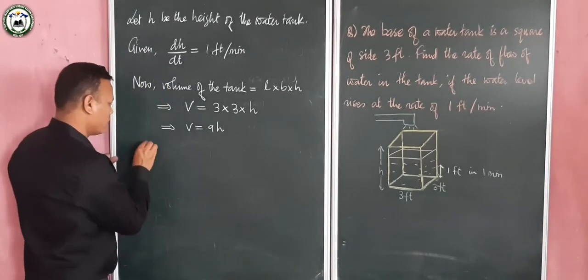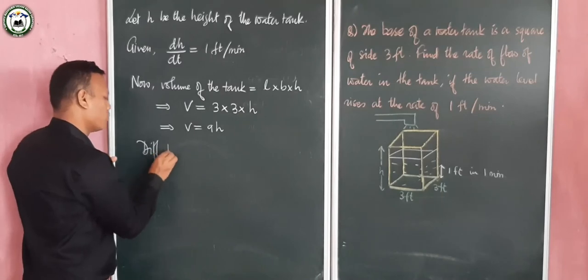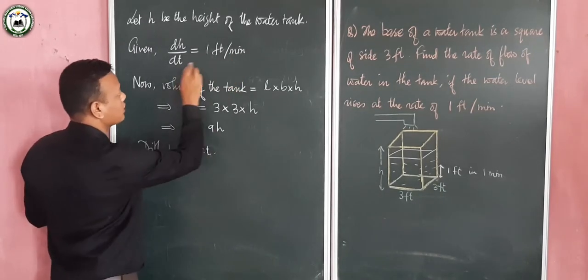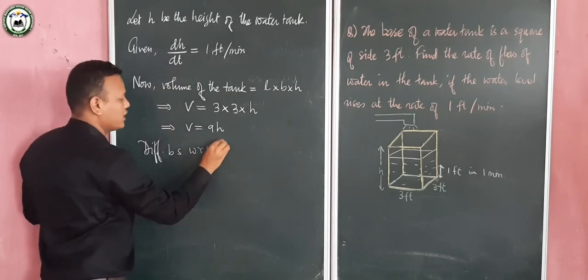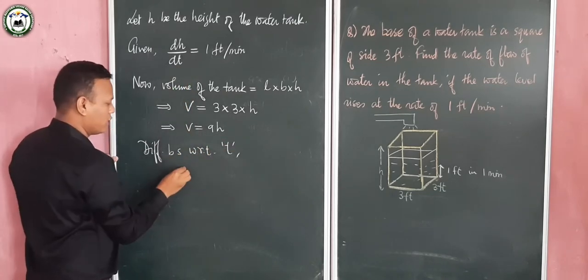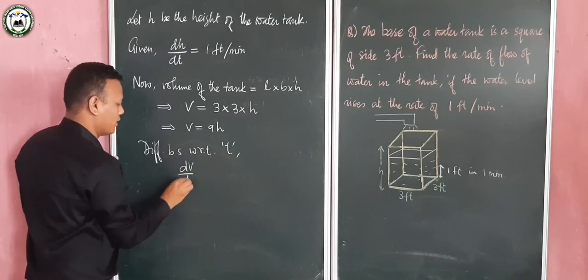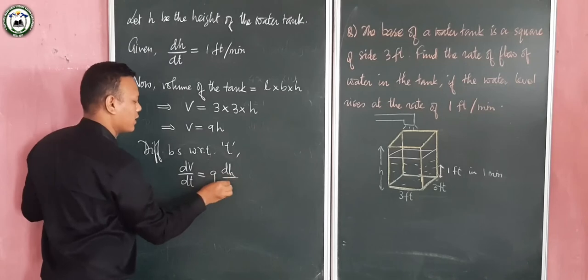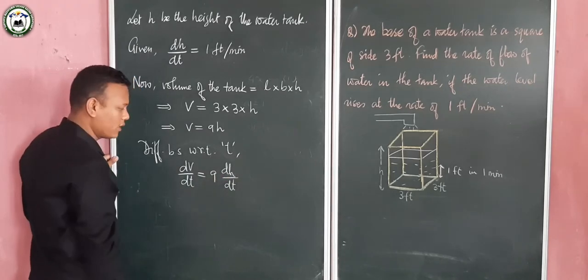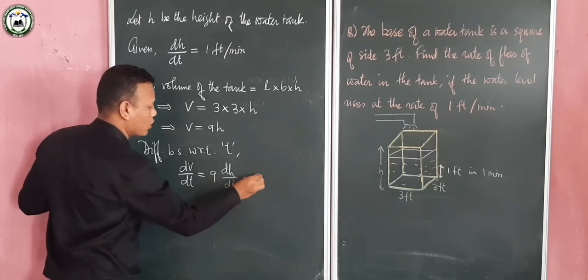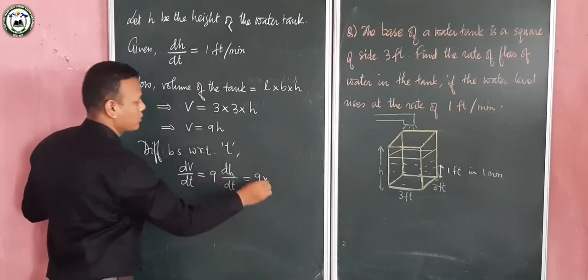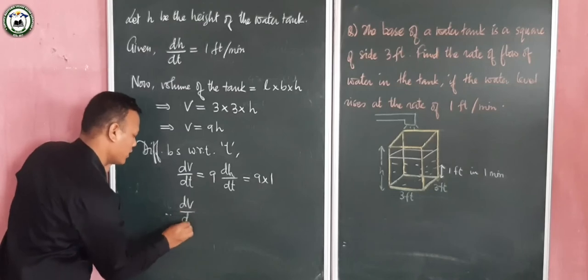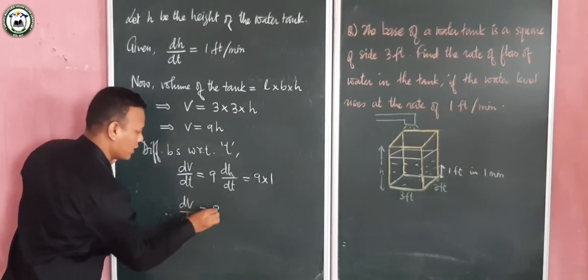Okay na, so differentiating both sides with respect to, okay, so per minute bhanne cha, so with respect to ke hunu parne cha t. Okay, so eta kati huncha, it will be dv by dt equals to 9 dh by dt. Alright, okay, so let us put the value of dh by dt. So dh by dt is given to be 1. Okay, now, and therefore dv by dt. Bhaneko kati hundecha 9 hundarecha.